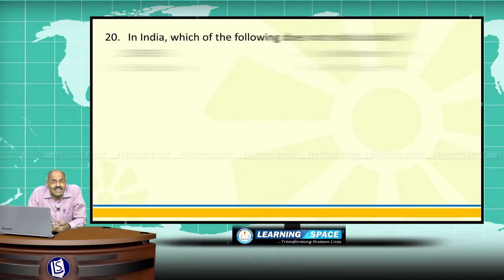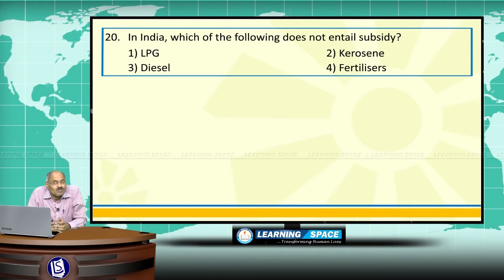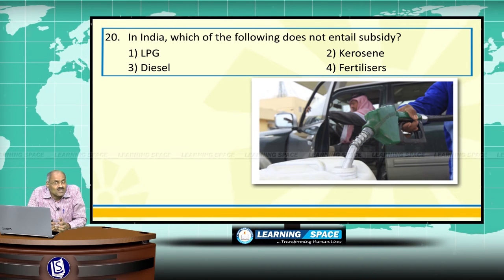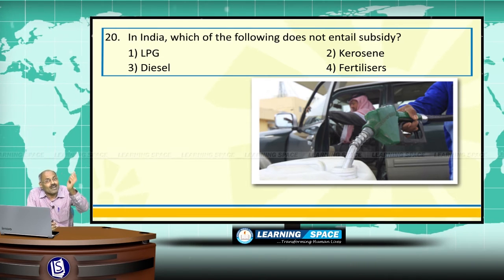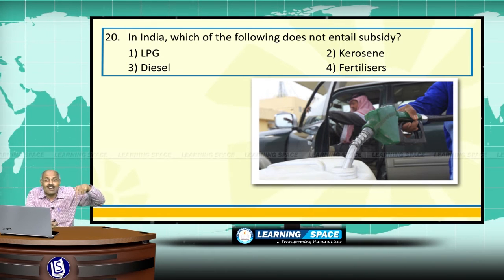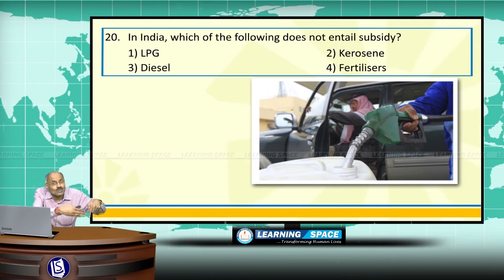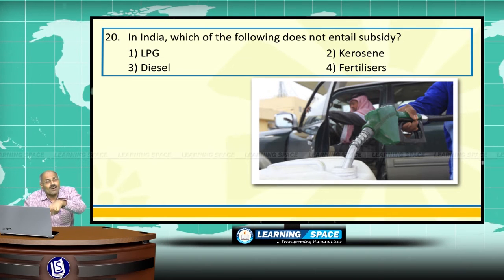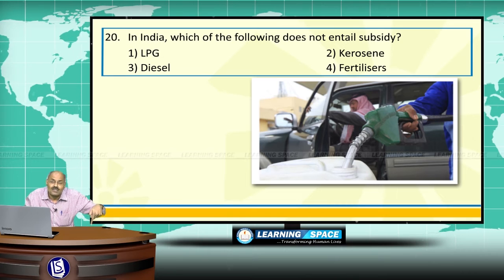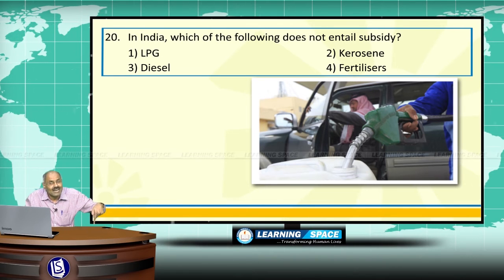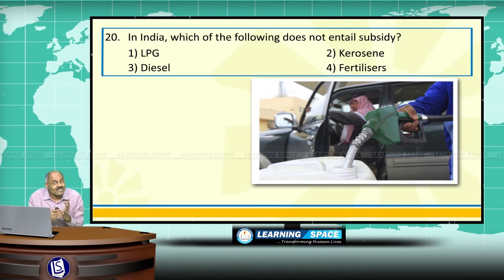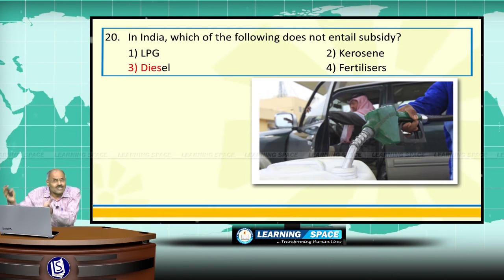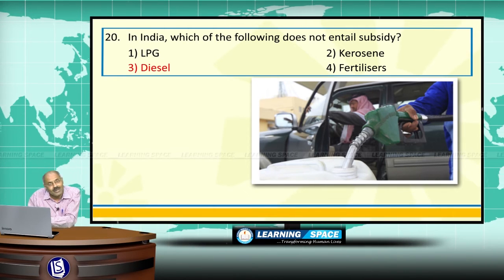In India, which of the following does not entail subsidy? In India, there is no subsidy on diesel, there is no subsidy on petrol. We have to pay the market price, but there is a subsidy on LPG, which we are getting through DBTL or PAHAL. There is subsidy on kerosene, on fertilizers, on food. So, please don't forget, we are getting subsidies on fertilizers, food, LPG, kerosene, but there is no subsidy on diesel or petrol.